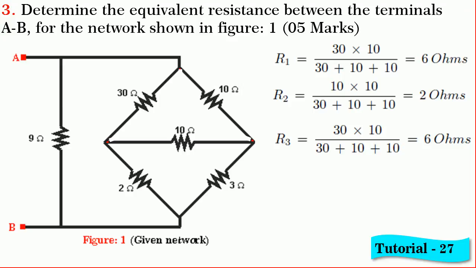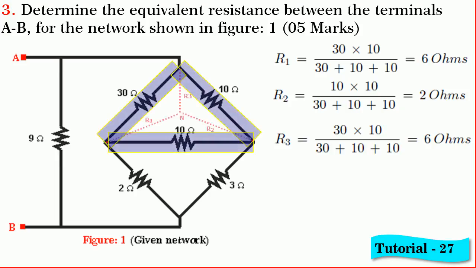One is of 30 ohm, 10 ohm and 10 ohm which are in delta, and the other of 10 ohm, 2 ohm and 3 ohm which are in delta. We can convert any one of these two. So, I prefer to convert the delta of 30 ohm, 10 ohm and 10 ohm into star network as shown.